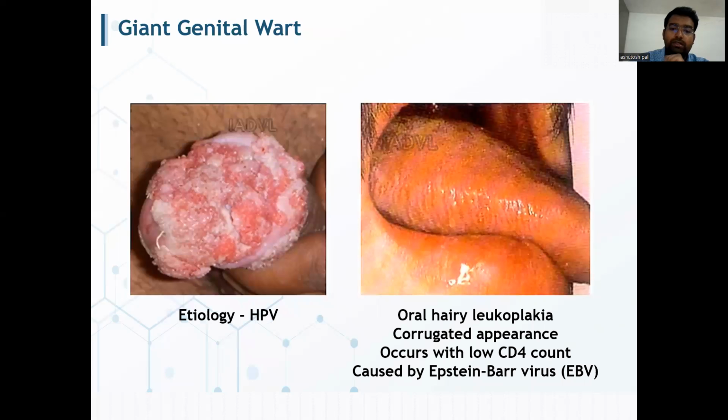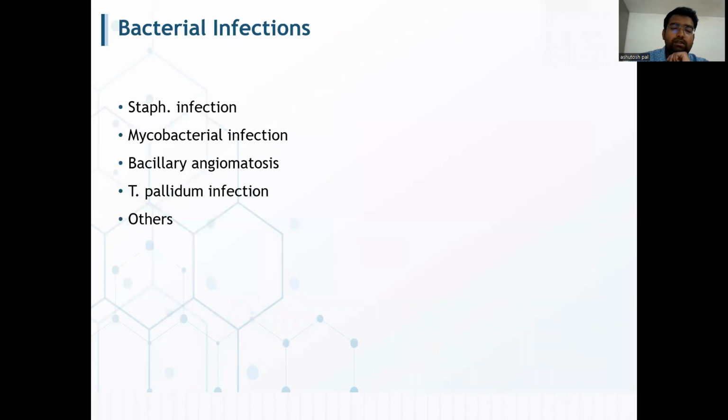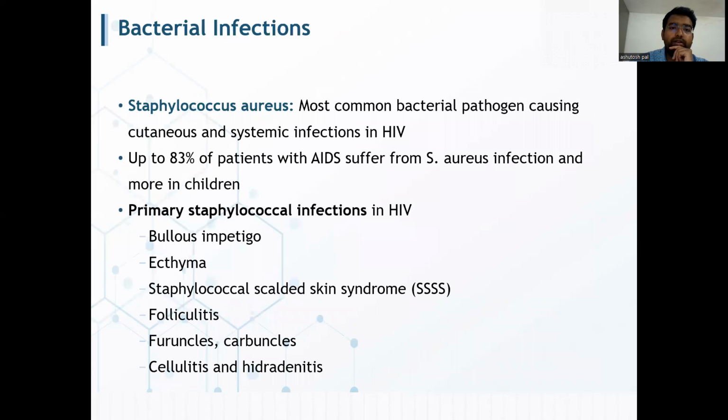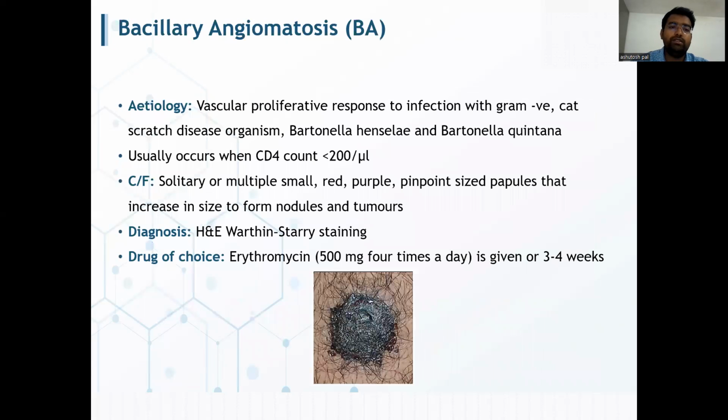So these are the genital warts and oral hairy leukoplakia. Now, bacterial infections can be by various etiological factors. Staphylococcus aureus is the most common bacteriological pathogen causing cutaneous and systemic infections in HIV. Primary staphylococcal infection in HIV presents as bullous impetigo, eczema, staphylococcal scalded skin syndrome, folliculitis, furunculosis, carbuncles, cellulitis, and hidradenitis. Bacillary angiomatosis is a vascular proliferative response to infection with the gram-negative cat scratch organisms, Bartonella henselae and Bartonella quintana.